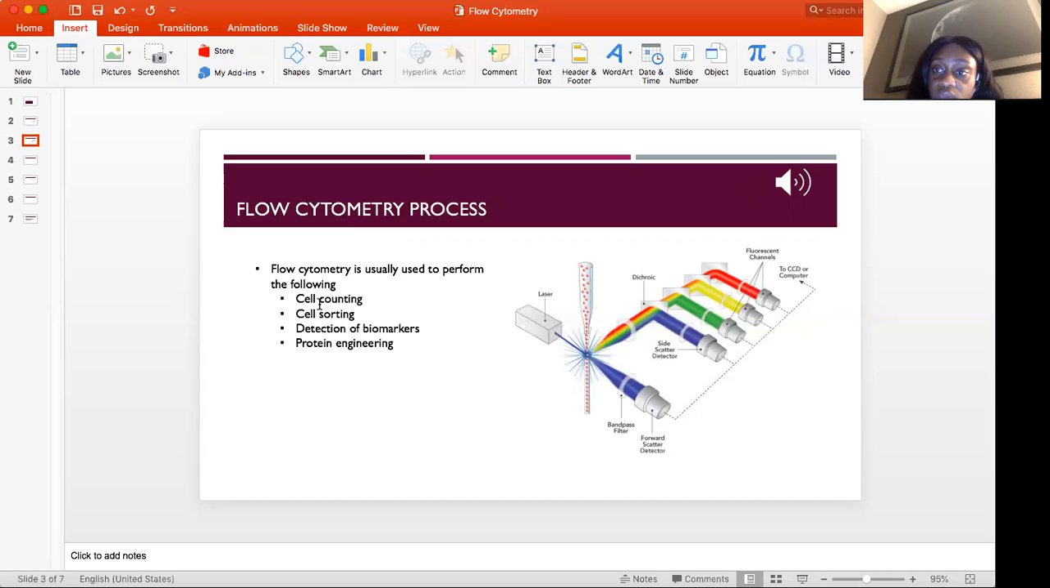Detection of biomarkers: if there are any receptors on the cell, flow cytometry can detect that. Protein engineering: I'm not really too sure about this, but in the discussion post, we can definitely discuss more about it.